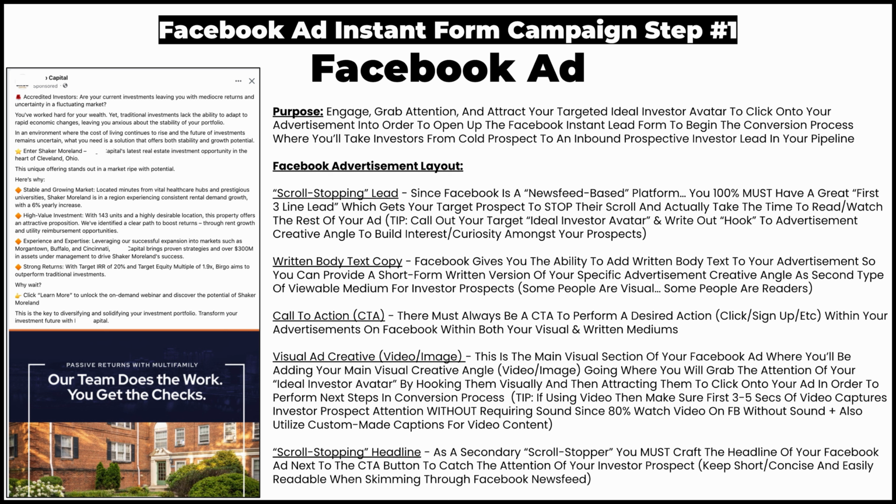Then we have the actual visual ad creative. So you can either do a video or an image. Video definitely normally works better, but if you would like to just get something up real quick, you can use an image as well. This is going to be the main visual section of your Facebook ad where you'll be able to add your main visual creative angle, whether that be a video or an image, which is going to grab the attention of your ideal investor avatar by hooking them visually and then attracting them to click onto your ad in order to perform the next steps in the conversion process.